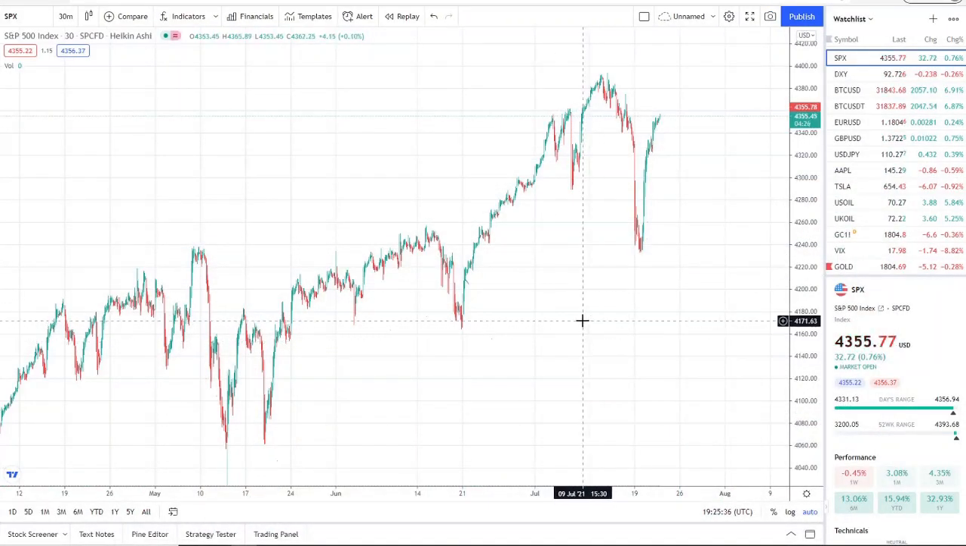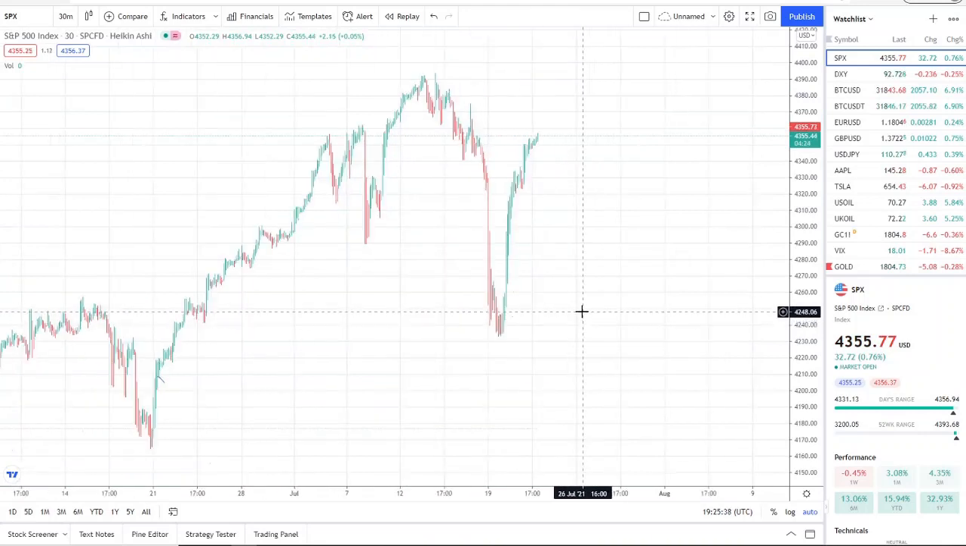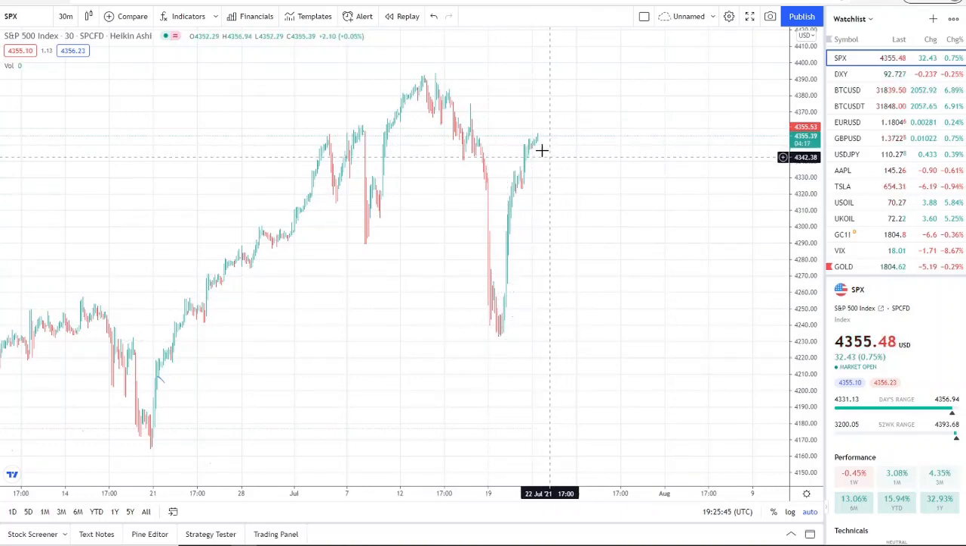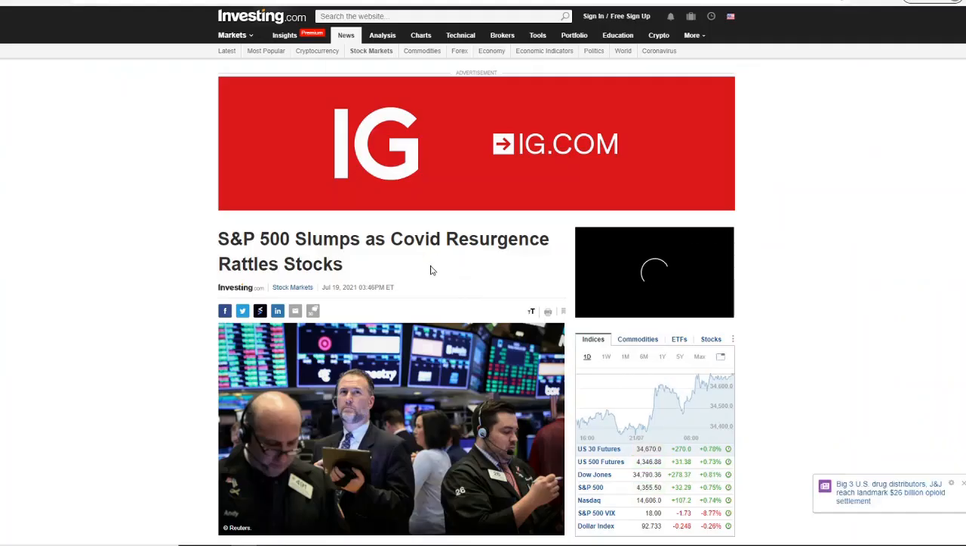So the ticker symbol you want to add to your watch list. Well, before we talk about that, I just want to talk about this bounce here, how we pulled back pretty quickly, and it seems like we're already recovering. And this is why we were falling, right? These headlines right here, okay?